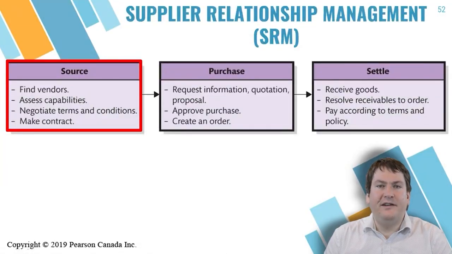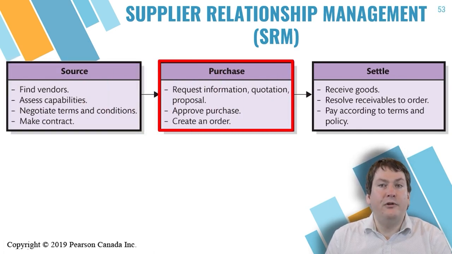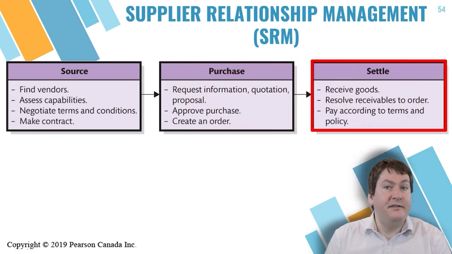Once a company has identified a vendor for their desired goods, they can move on to the purchasing phase. The purchasing activity of SRMs can help automate requests for information, questions, and create purchase orders. They provide an easy and standardized workflow for purchasing. In some cases, this is a manual process initiated by an employee. In others, it may be an automated process triggered by low inventory. The last major SRM activity is settlement.